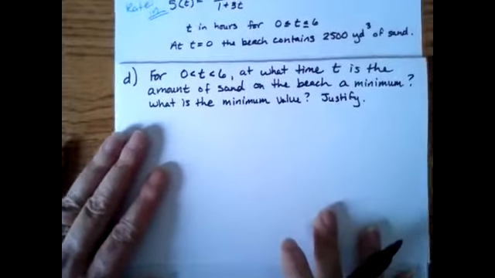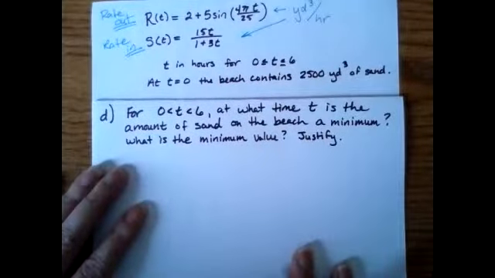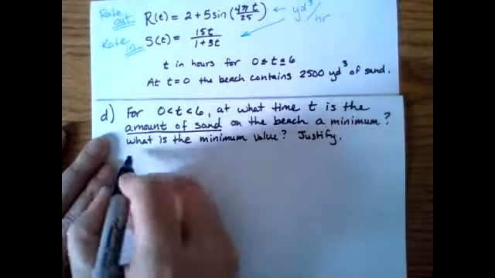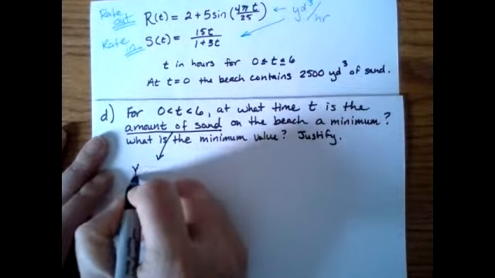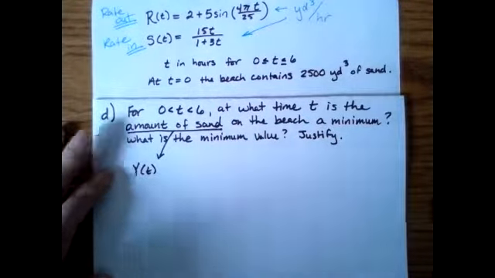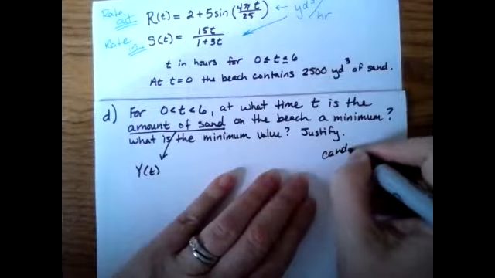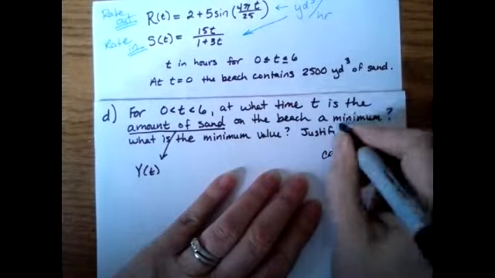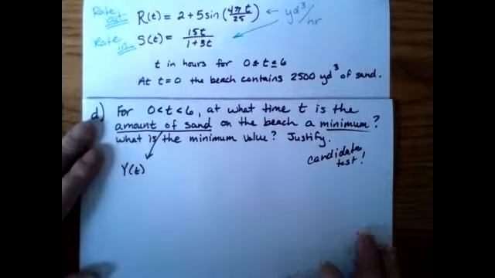Over our time interval from 0 to 6, what time is the amount of sand on the beach a minimum? So do we have a function for amount of sand on the beach? We do. That is y of t. And they want us to figure out when it is a minimum. So we are going to do a candidates test. This is a candidates test problem, looking for the absolute minimum value.